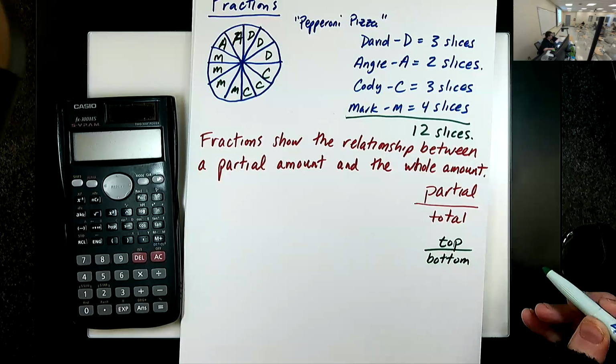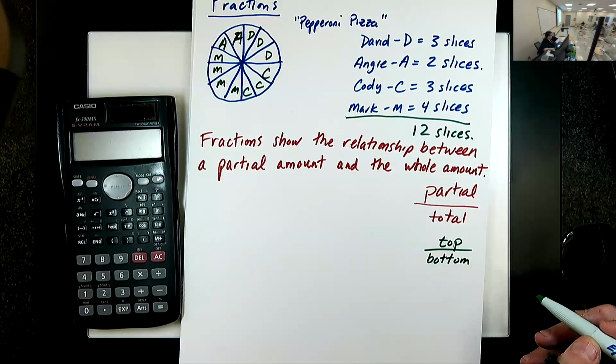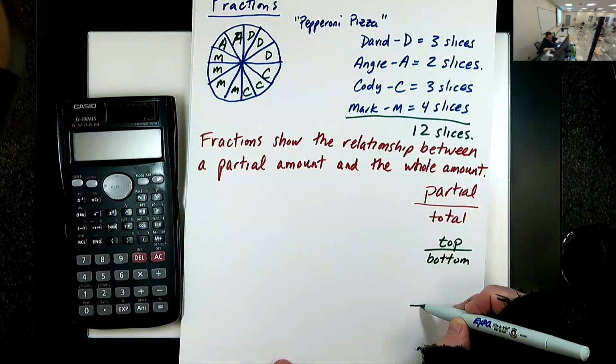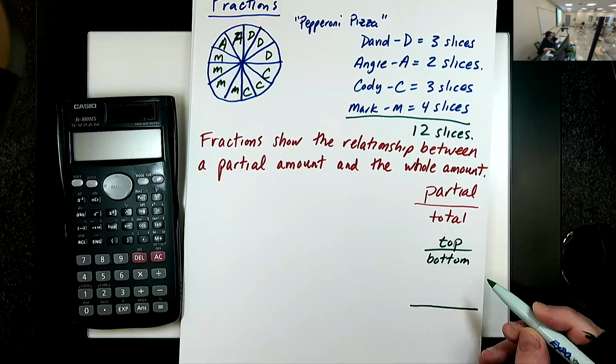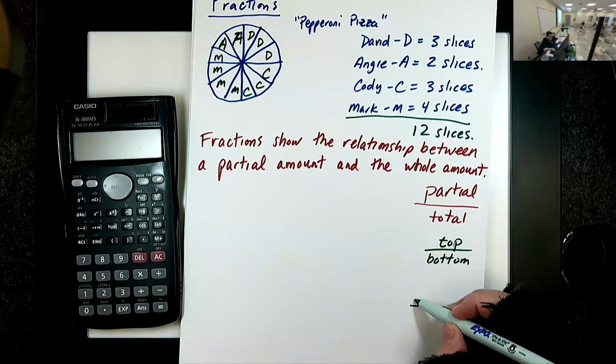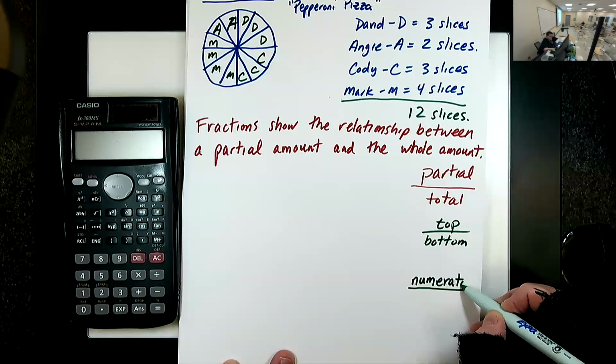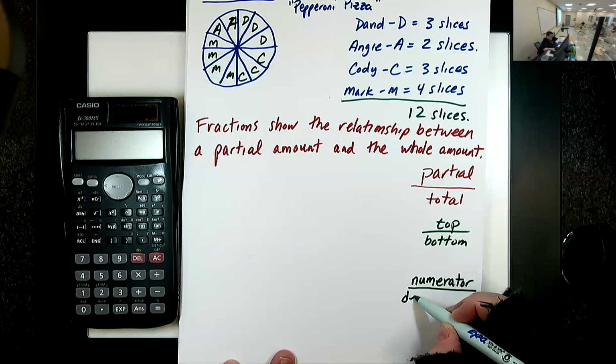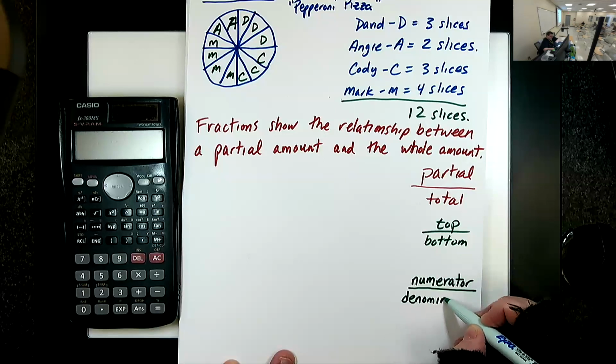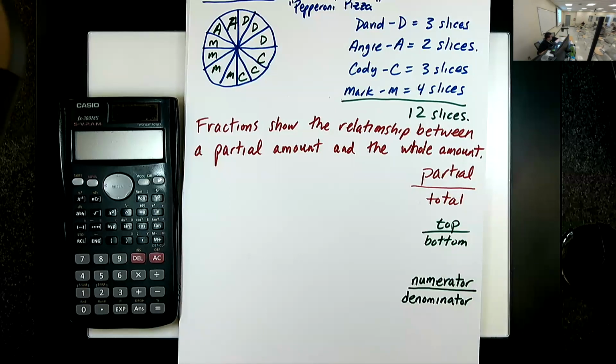But I know one of the questions on that quiz is what are these things actually called mathematically? And every once in a while, I slip back into using a mathematical term. The top is called the numerator, and the bottom is called the denominator. That's the official math jargon, and it's going to ask you on the quiz, what is that called?